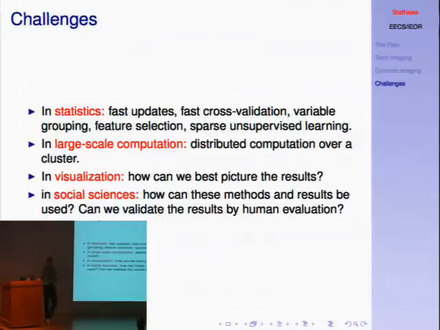Also, because we have large databases, we need to do something about the size. That's one of the interactions with the next talk. And also in social sciences, what do we do with it? Well, this is a chicken and egg problem, and here our approach is to say, we don't know how this can be used. We suspect this might be useful, so we're going to put it out as a service to social sciences so that they can start playing with it.